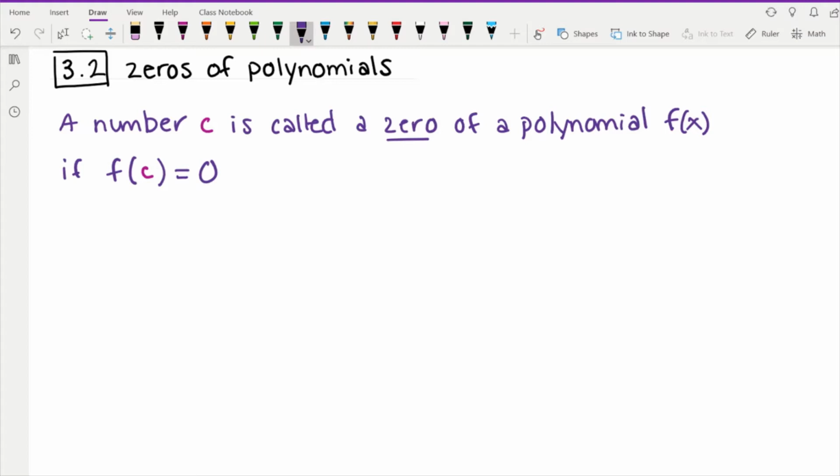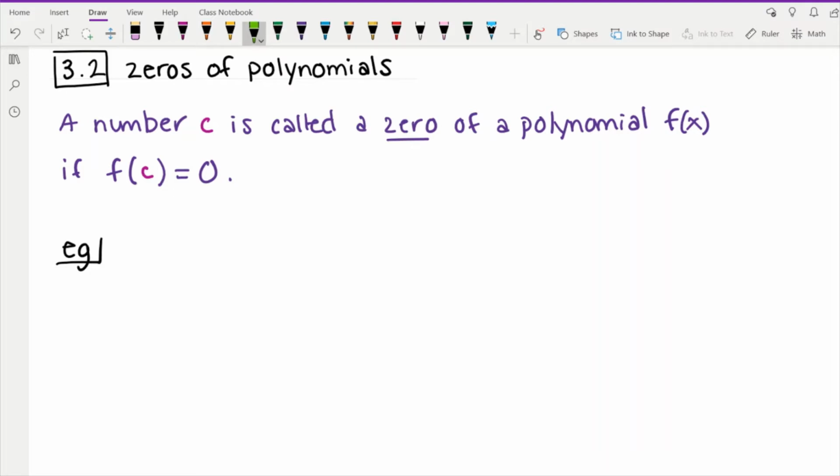So what is this really saying? It's basically saying that if there's a number, and we're using c to represent that number, that when you plug it into the function as an input, right here we see that c is the input. If when you plug in that input you get 0 as your output, then we call that number a zero of the polynomial. So I want to jump straight into an example so you can really see what this looks like.